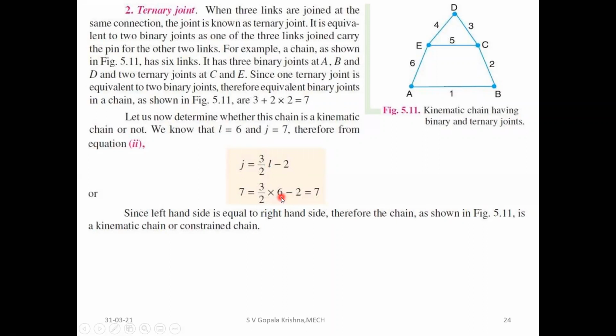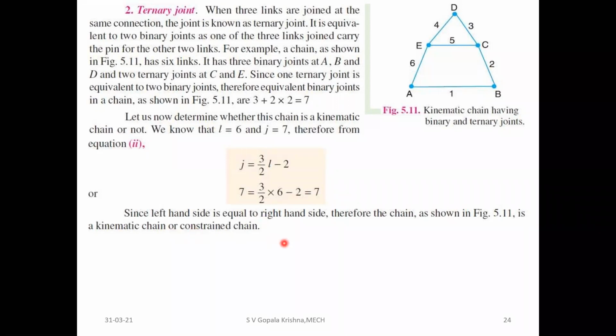When we substitute the values, LHS is equal to RHS. So when we attain LHS equals RHS, then the chain is a constrained chain. Constrained chain means a definite direction of motion, that means degrees of freedom is 1.